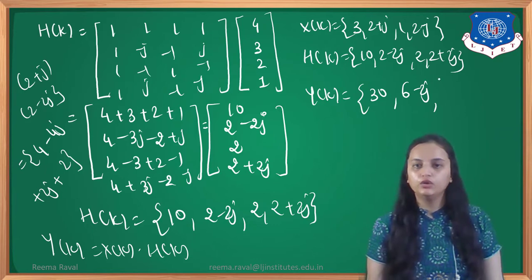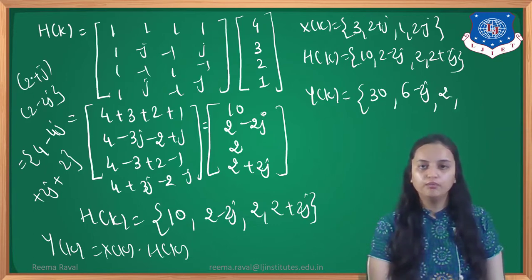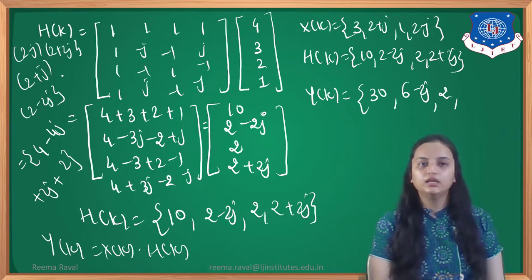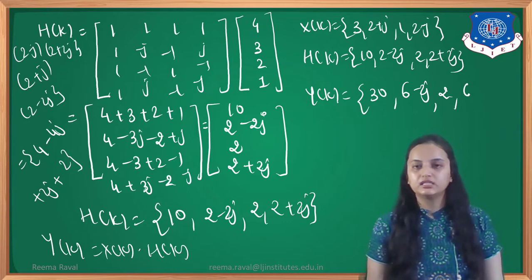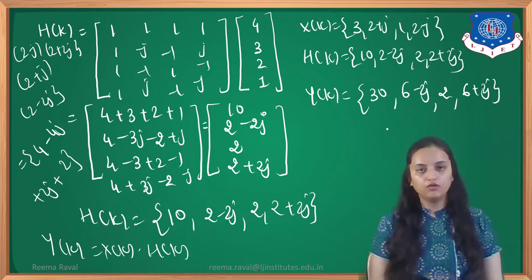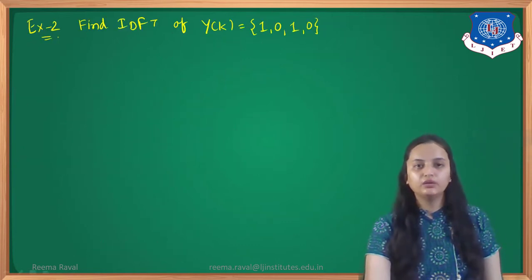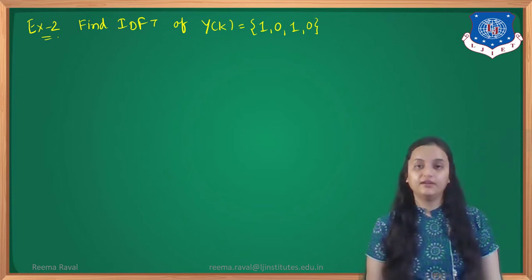Same way 2 into 1 will become 2, and then the next value is 2 minus j into 2 plus 2j. That means 2 minus j into 2 plus 2j. So here this value will become 6 plus 2j. Okay, so this is the answer of y of k, which is a multiplication of x of k and h of k. Now let us see one more example for IDFT.